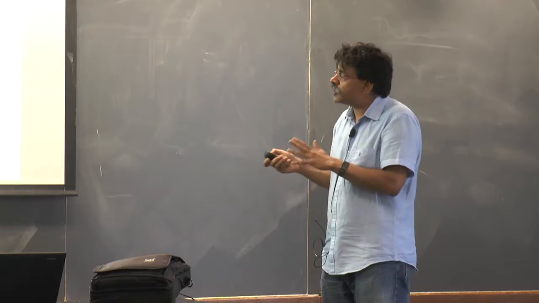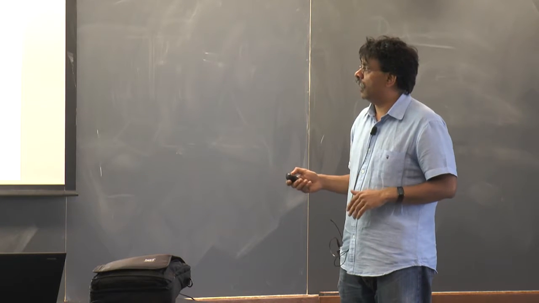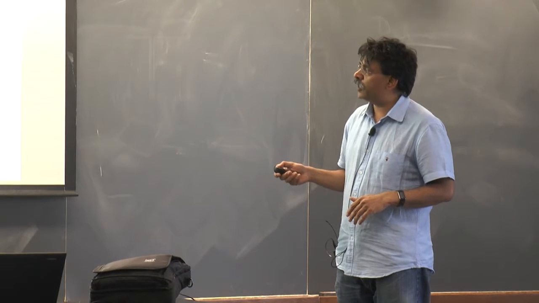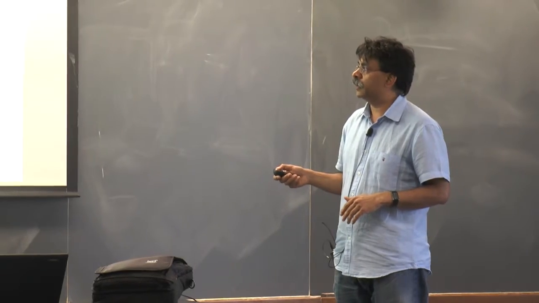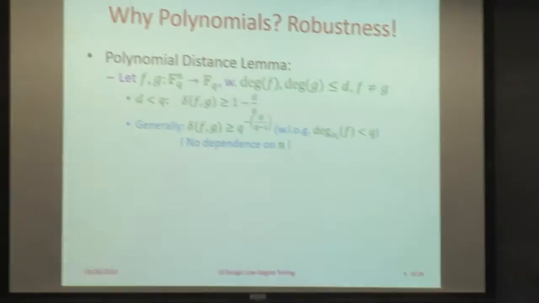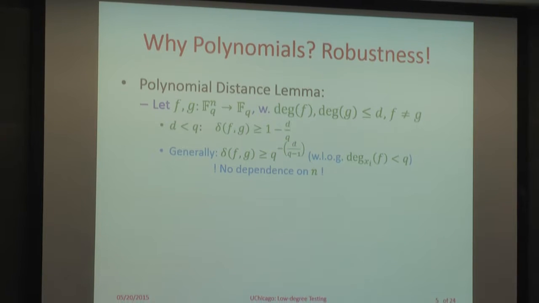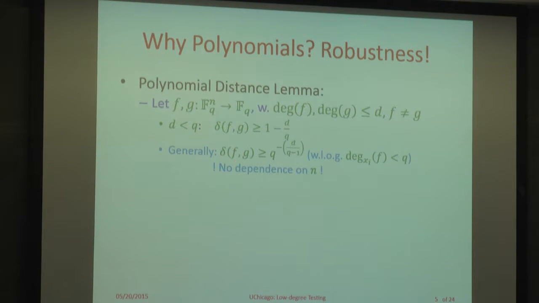Okay, so this is the distance lemma. It says that, and by the way, there is a variation which says what happens when the degree is greater than the field size, then you get some noticeable distance between f and g. Also, if you fix q and d and you let n go off to infinity, the fractional distance between f and g still remains some constant. It depends on q and d, but it does not go to 0 as n goes to infinity.